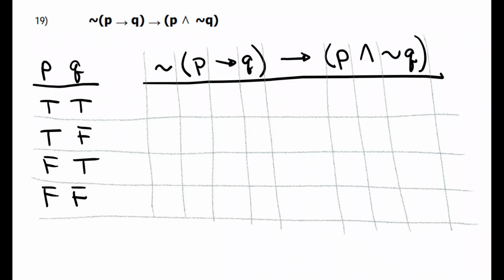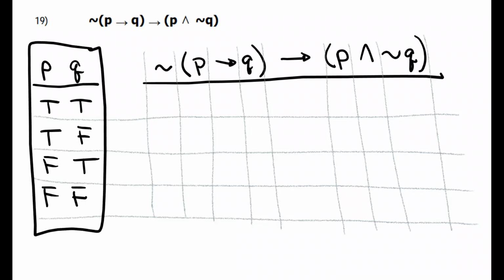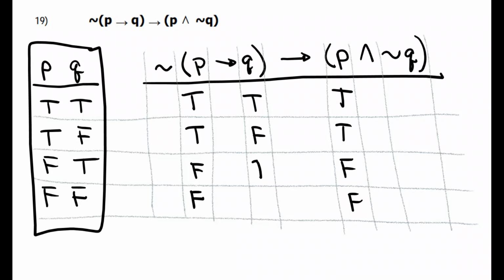Okay, and then I'm going to do any copying from this table here. I have 2 columns that have a P, so I will copy P, which is true, true, false, false. And this one is another P, true, true, false, false. And then I have a Q, so this is true, false, true, false. And that's all the copying that I shall do.